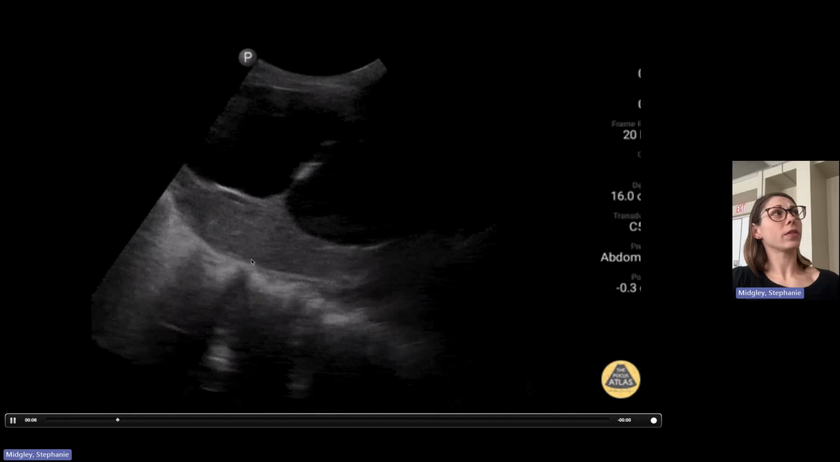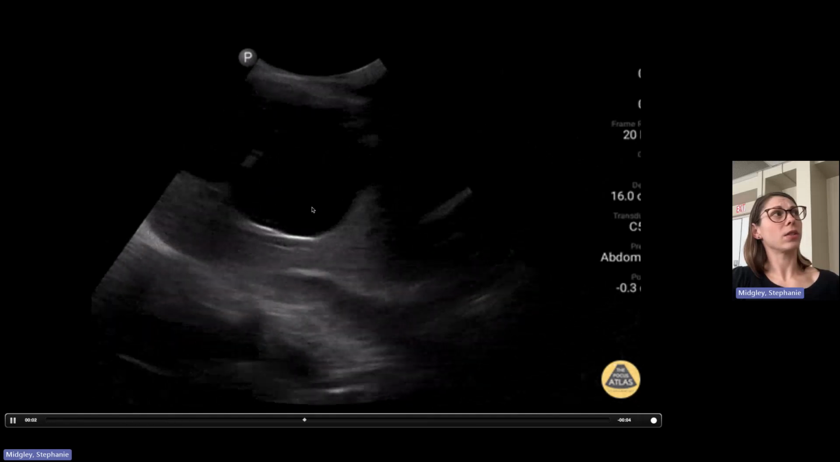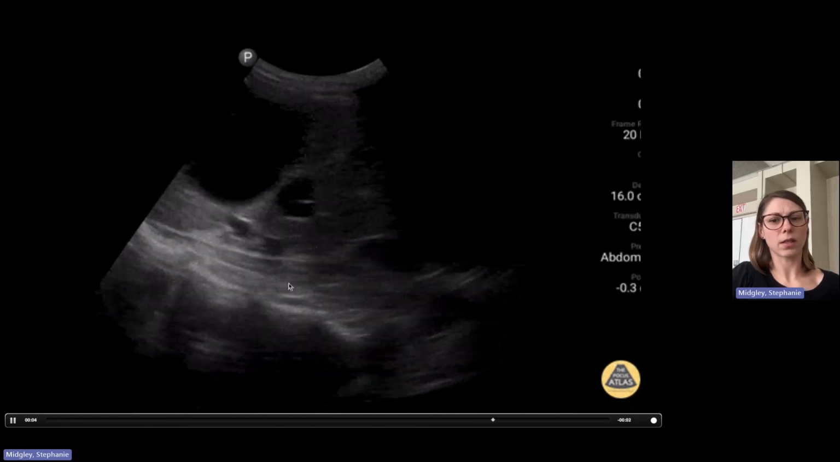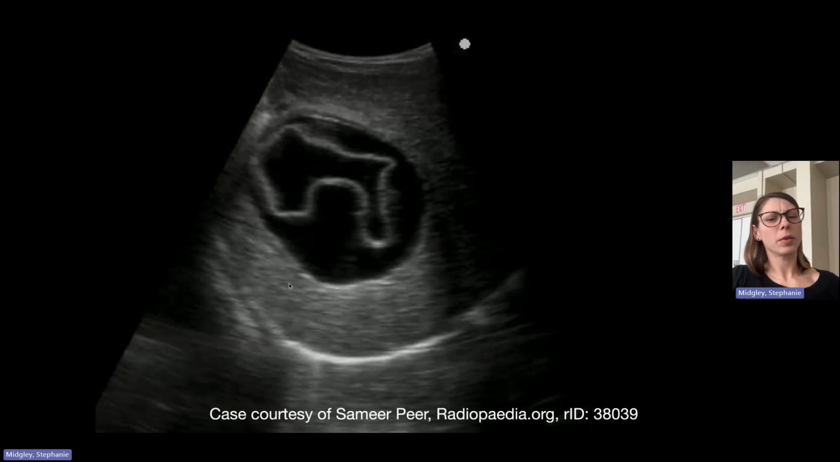Here you can have multiple liver cysts. So you can see some septations. Again, this is probably somebody who's polycystic. This probably won't be seen here, but this is a hydatid disease. This is what we call the water lily sign, where it looks like a water lily. This is usually from a mature cyst where the membrane gets detached from the endocyst.